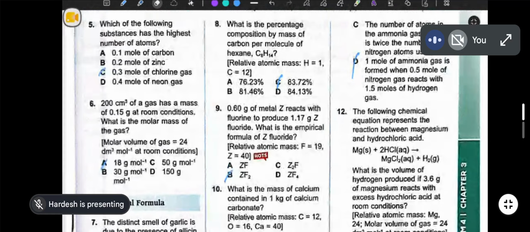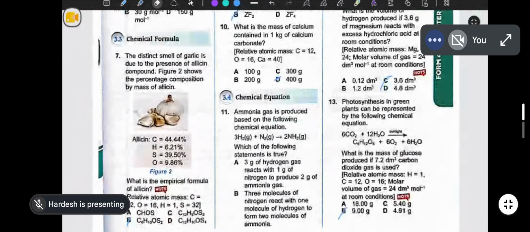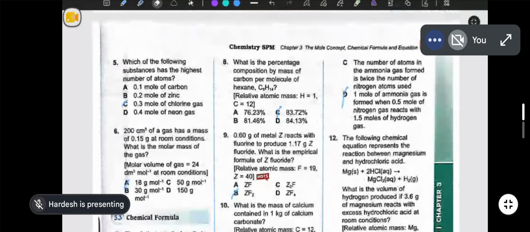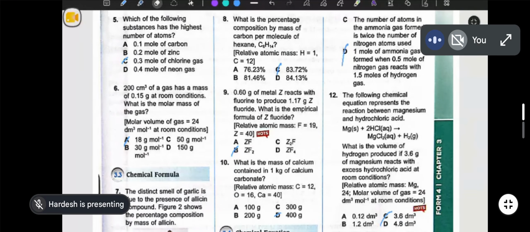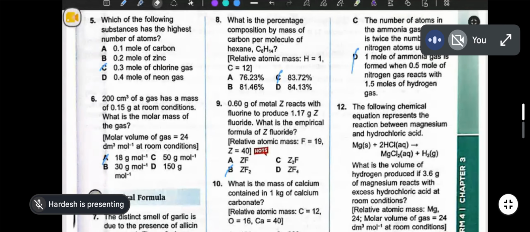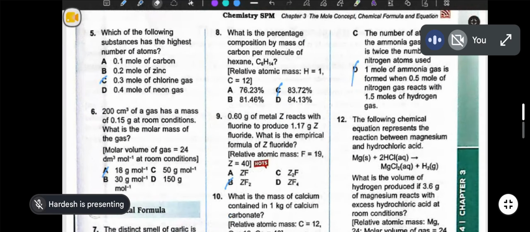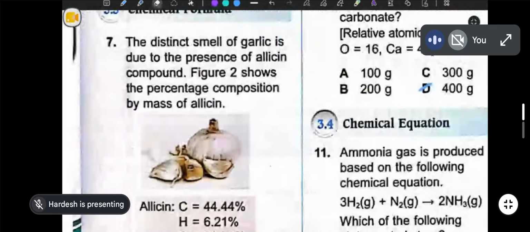Now we move on to here. 5 C, 6 A, 7 B, 8 C, 9 B, and 10 D. Anyone got any problem or not? Number 7. Okay. Anyone else? Okay, I'm assuming all okay. We continue. All right. The distinct smell, and so on.